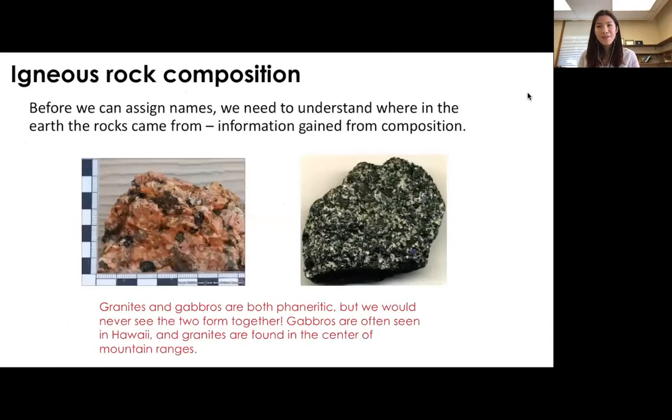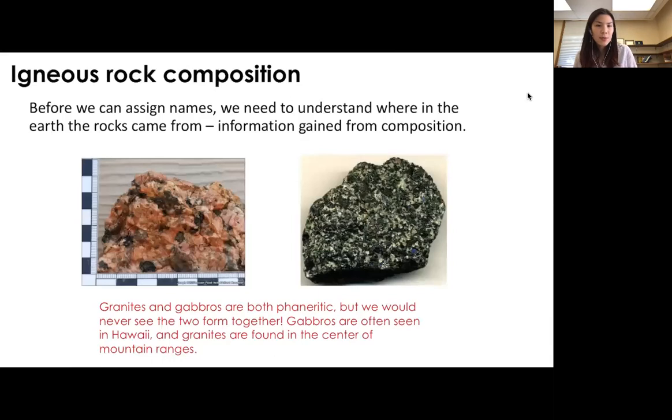So that's pretty cool. That's a lot of information that we can get out of just looking at the textures of rocks and the textures of minerals, and then combining that with some temperature modeling. So after that case study, I'd like to then go into how we actually name these rocks and what their compositions are. So before we assign names, we need to understand where they came from, which is something that comes from the composition, right? So the first half of this, we talked about how that composition changes with plate tectonics and with the magma path up to the surface.